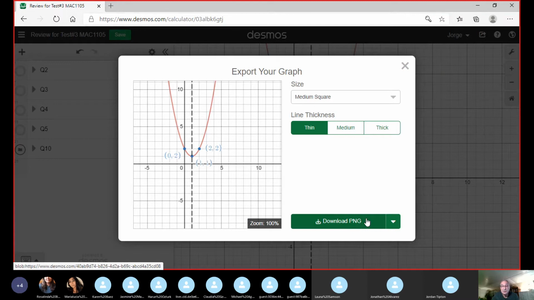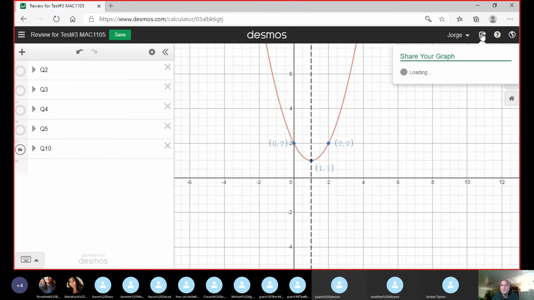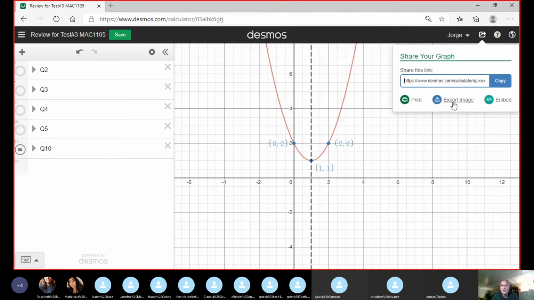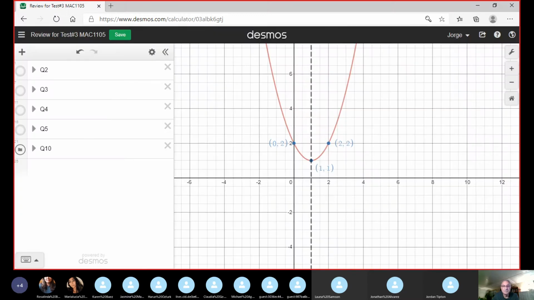Let me show you how you print. You right click, print, select print, you get it on paper, you scan it in your scanner, and send it back to me. Or much better, as some students prefer, click here and share your graph, export image. Also print, export image, and download it. You can download it as one image, like a PNG extension. Clear, miss? Got it.